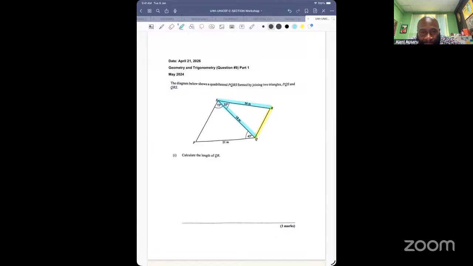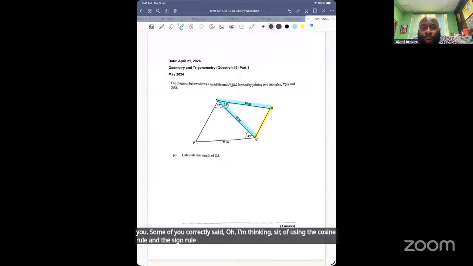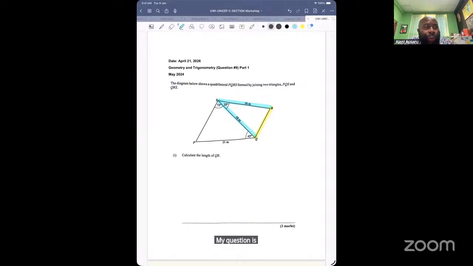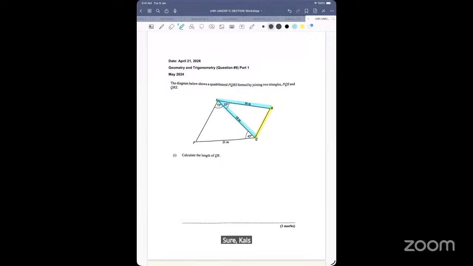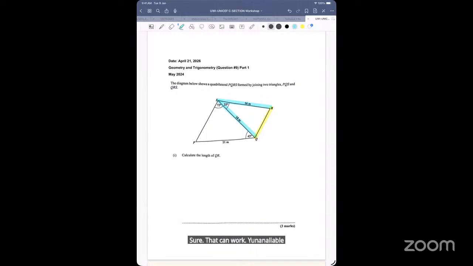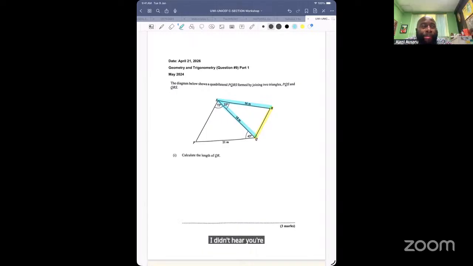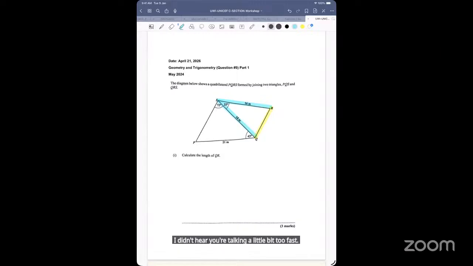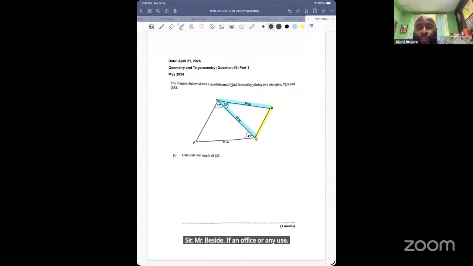some of you correctly said, oh, I'm thinking, sir, of using the cosine rule and the sine rule. And my question is, why are you thinking of using those rules? Why? Sir, because if you're not having the label angle facing the label side, you use the cosine rule. All right. So, for example, is this a right angle triangle?